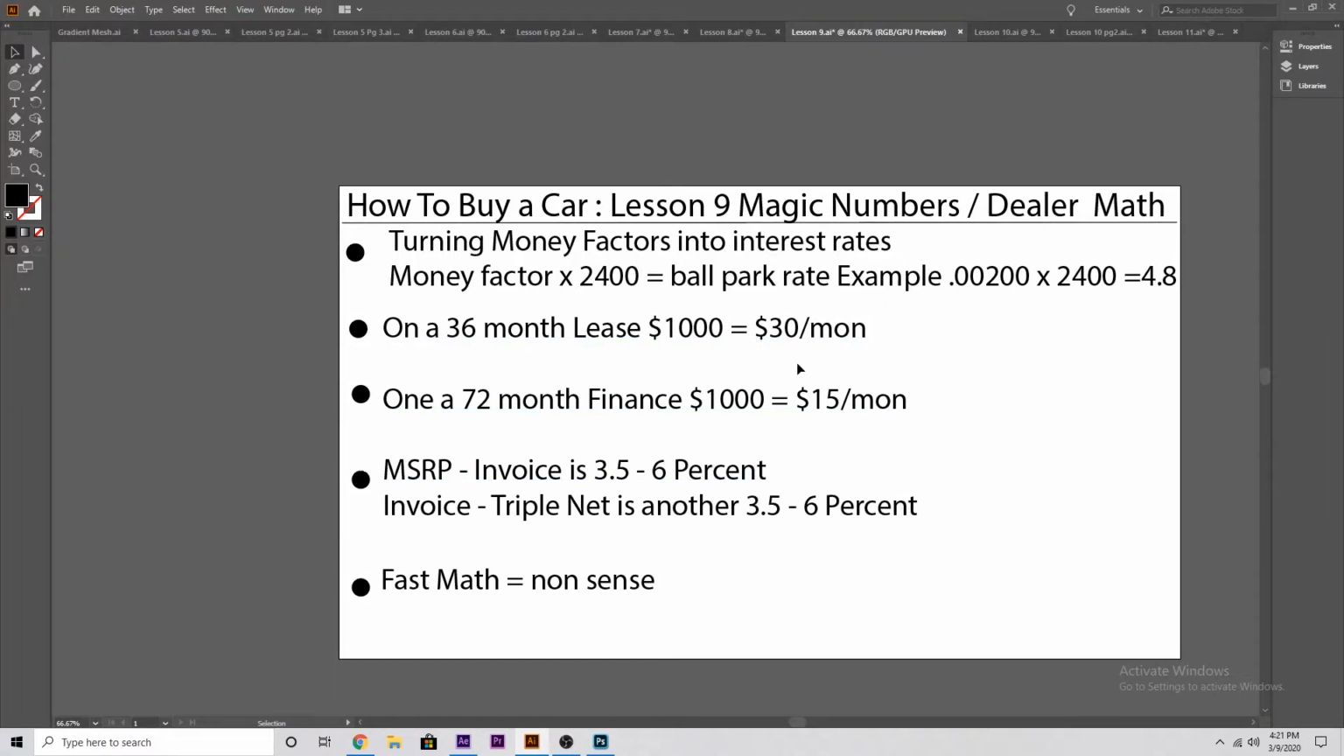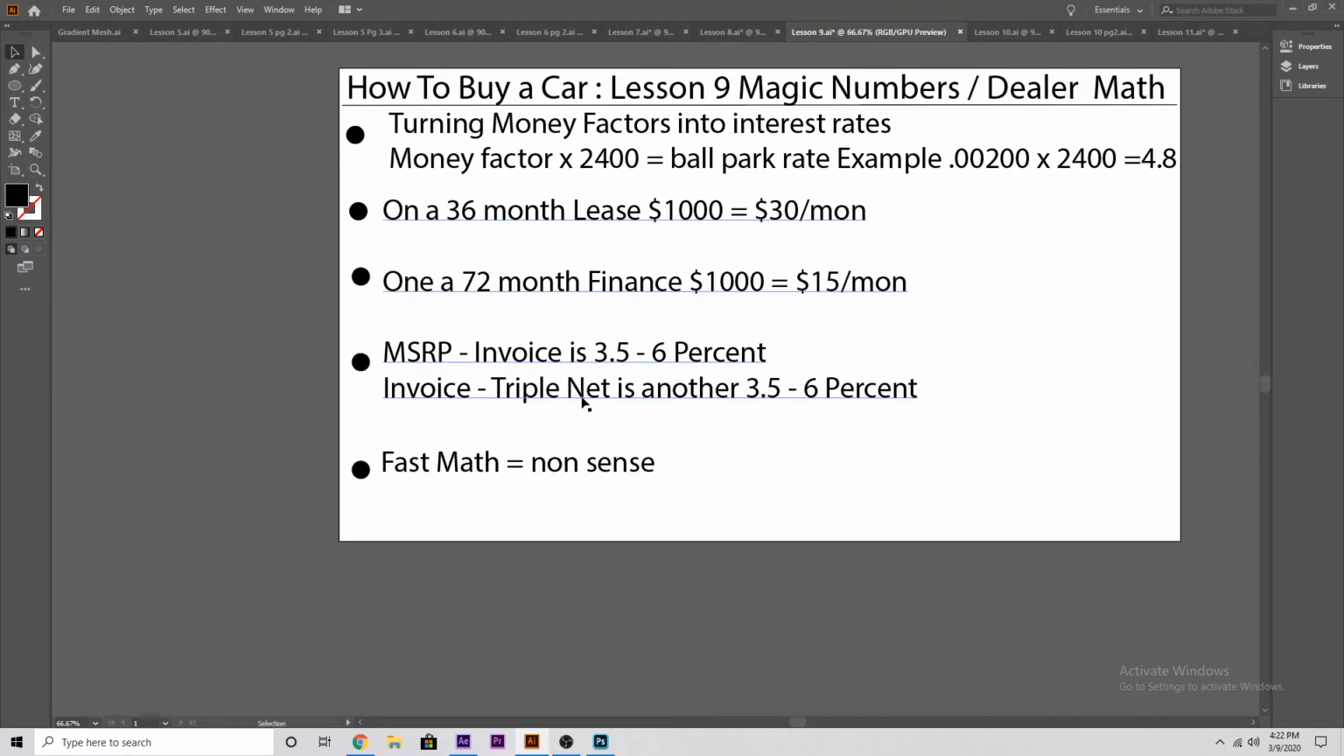Same thing on a finance, guys, except it's half. On a 72-month finance, whatever that $1,000 does is going to equal 15 bucks. It's only half, but I'm using 72 months here because it's the most common term for a finance when you're at a dealership. Think about it as the shorter the term, the more of an effect this money is going to have. So if you're doing a 48-month finance, it's going to move the payment a little bit more aggressively. All right, guys, keep that in mind.